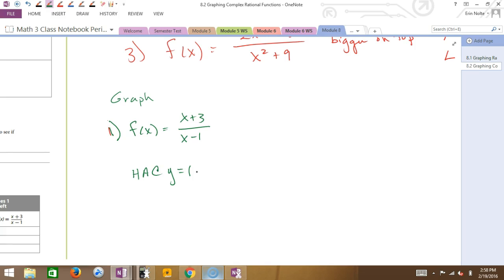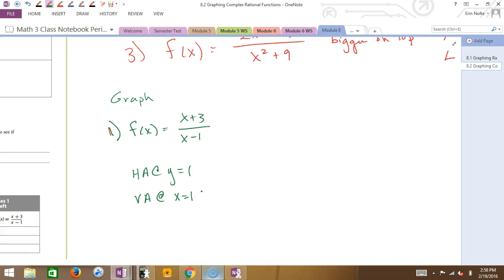Okay, vertical asymptote. Does anybody know where the vertical asymptote is? 3. Okay, good guess on the 3. It's not the 3. It comes from the bottom. It's not -1. It's actually +1. Okay, so vertical asymptotes come when you divide by the thing that you're not supposed to ever divide by.